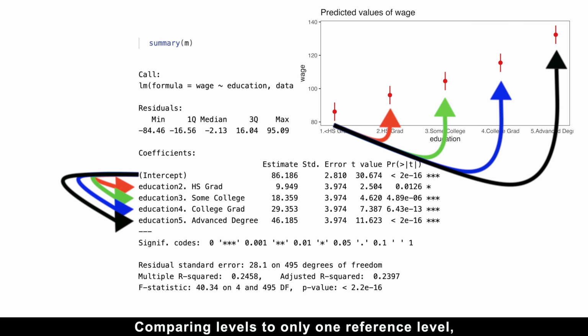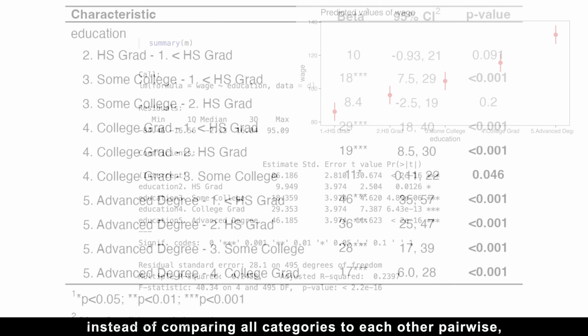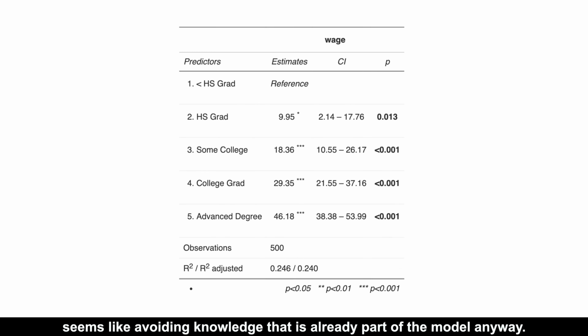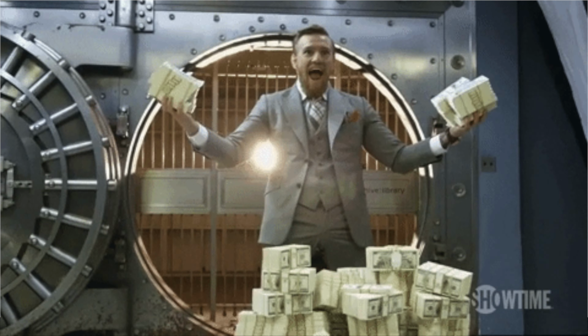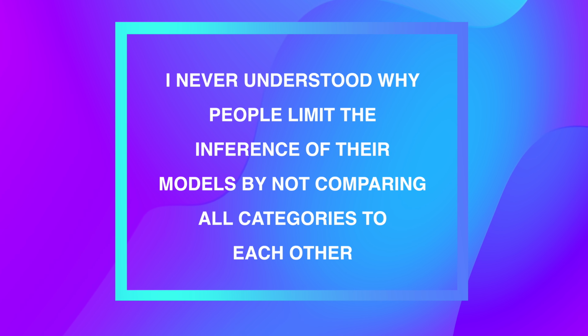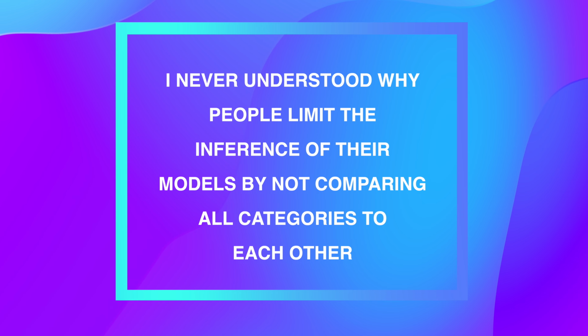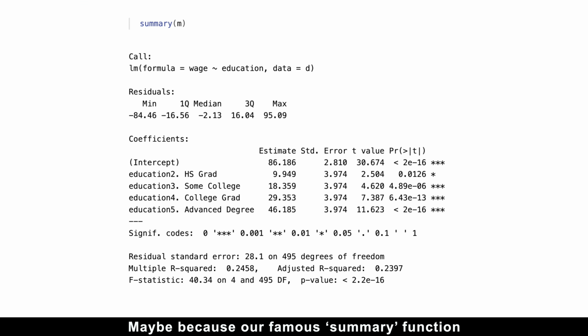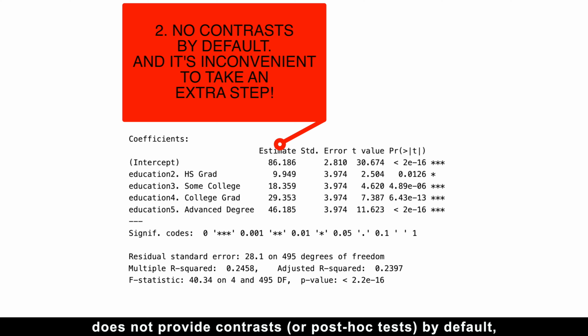Comparing levels to only one reference level instead of comparing all categories to each other pairwise seems like avoiding knowledge that is already part of the model anyway. It's like having a lot of money in the bank but not being able to spend it. I never understood why people limit the inference of their models by not comparing all categories to each other. Maybe because our famous summary function does not provide contrasts by default, and it's inconvenient to take an extra step.